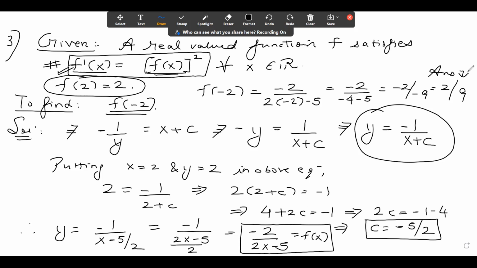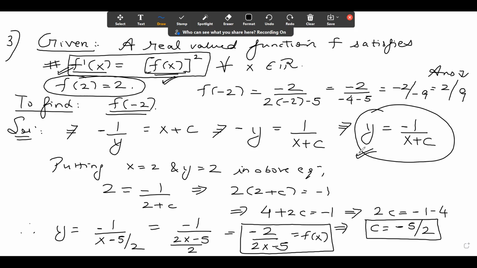Okay, so the objective was to start with the equation which is given to us, that f dash x is equal to f of x square. f dash x we have written as dy by dx. f of x is nothing but y. We solve the differential equation dy by dx equal to y square using the method of separating the variables. Once we solve the differential equation, we get the answer as y equals -1 upon x plus c.